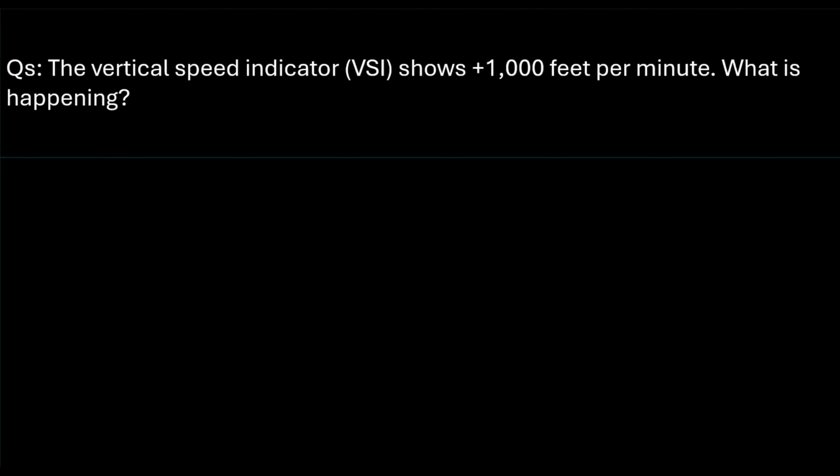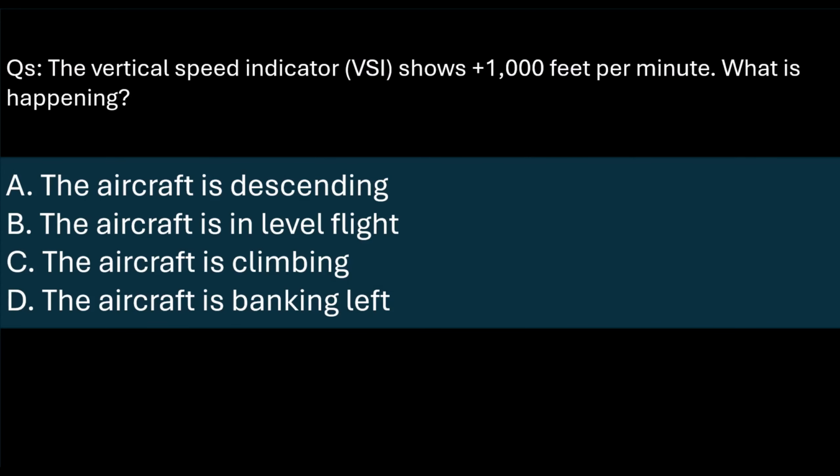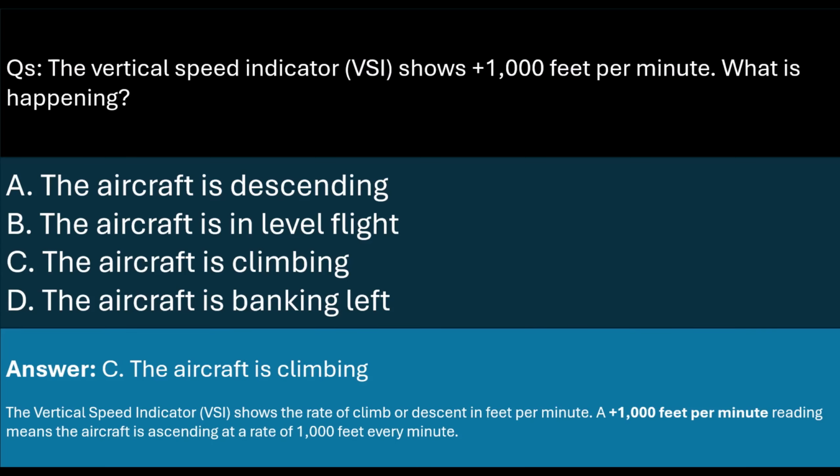Now question number 3 is, the vertical speed indicator shows plus 1000 feet per minute. What is happening? Option A, the aircraft is descending. Option B, the aircraft is in level flight. Option C, the aircraft is climbing. Option D, the aircraft is banking left. So the vertical speed indicator shows 1000 feet per minute. I think it's a climbing position. So the aircraft is climbing. Option C will be the answer.